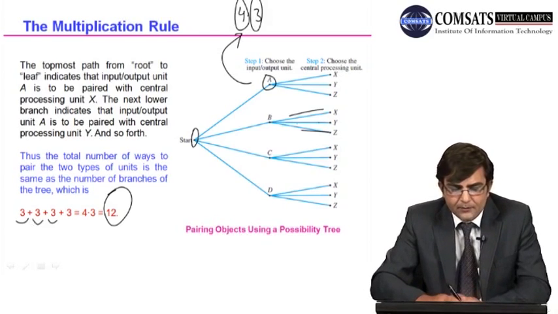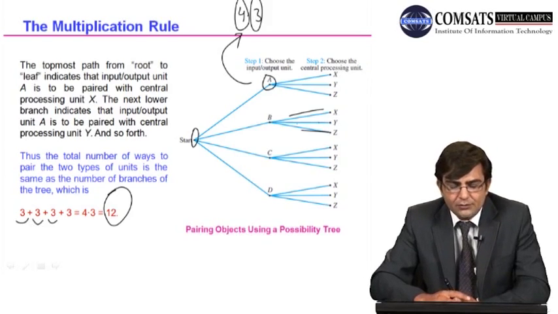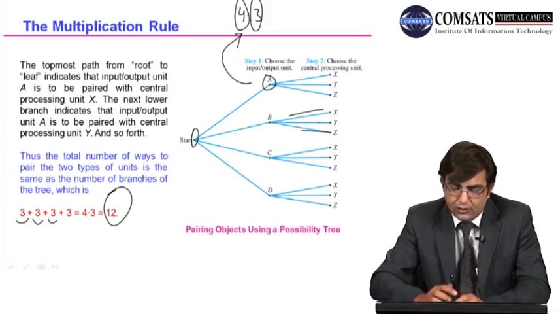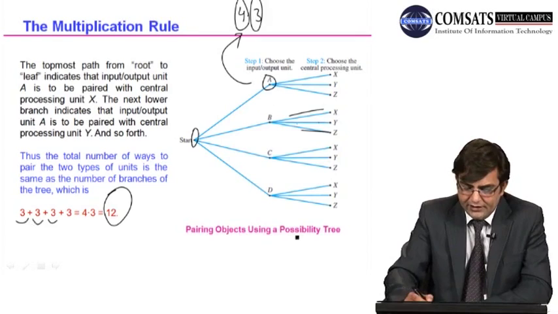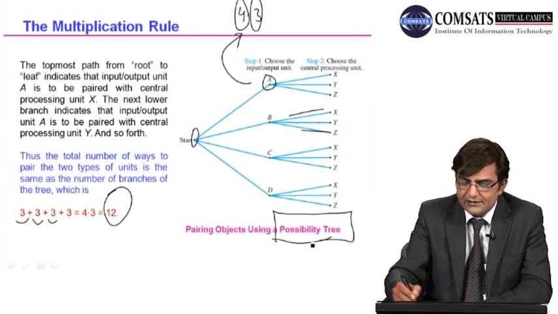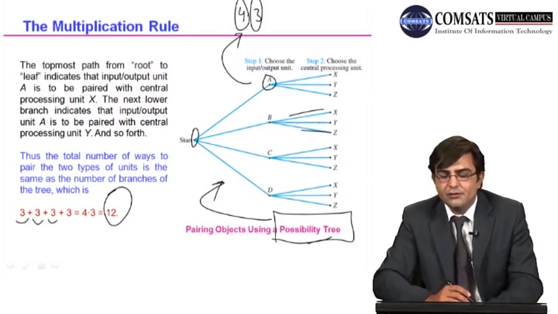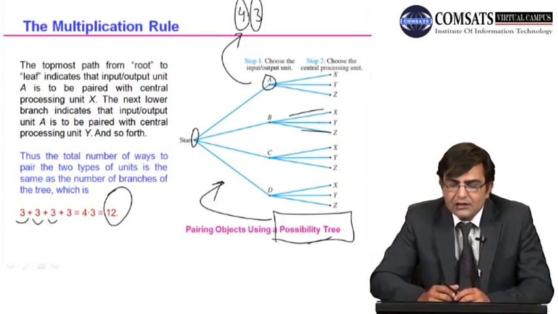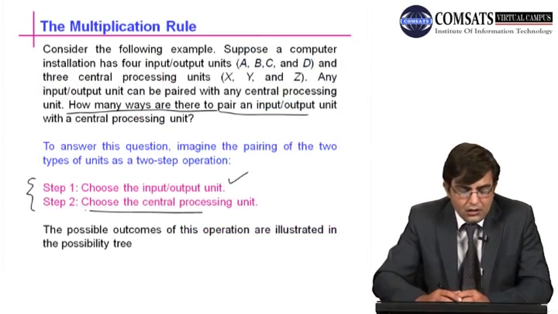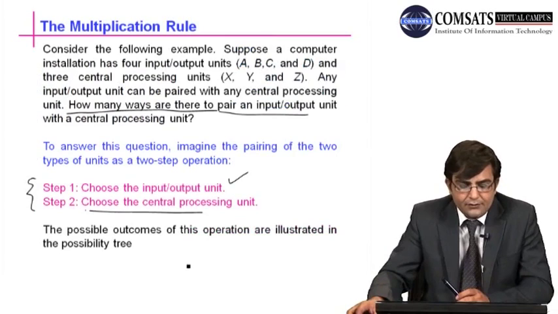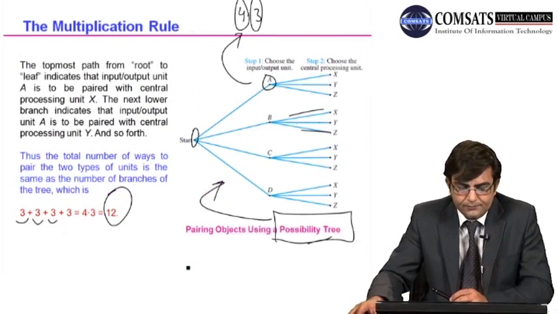So this is how we can proceed with the help of the multiplication rule to find all the possible outcomes. This diagram is called a possibility tree, because in this diagram we show all the possible outcomes or all the possibilities of a problem, or the pairing of 2 types of units as a 2-step operation.